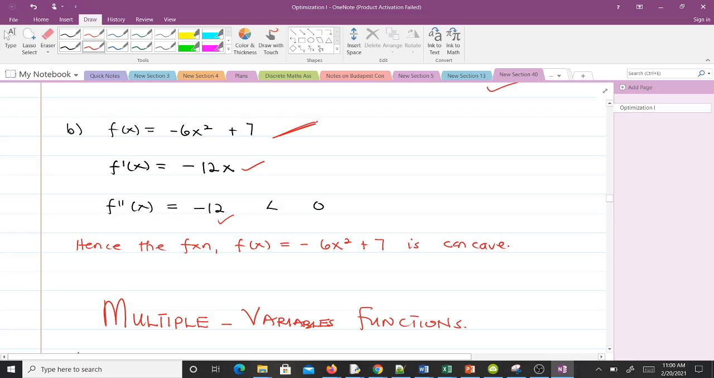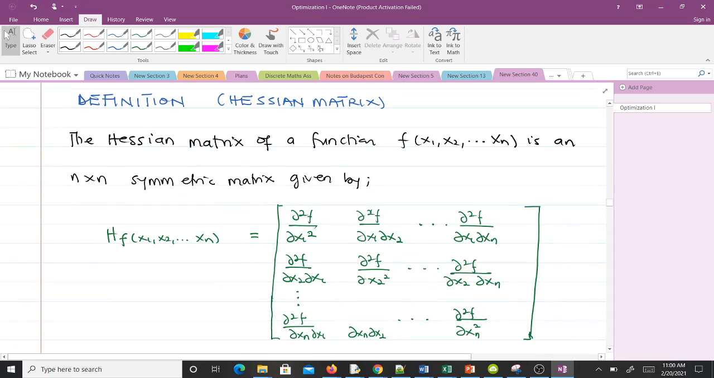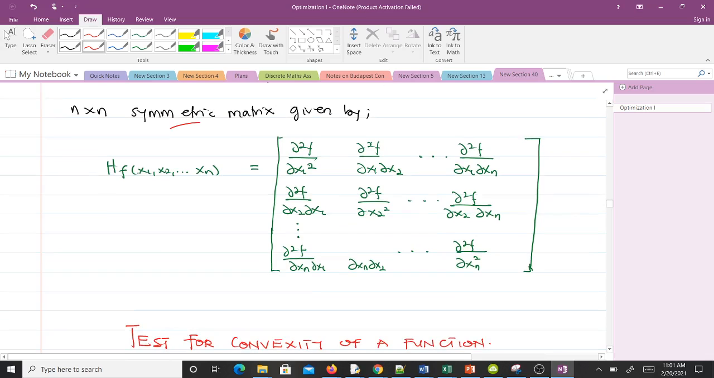So now let's move to when we have multiple variable functions. When you have multiple variable functions like f of x1, x2, x3, up to xn, we use what we call the Hessian matrix. A Hessian matrix is just a matrix of second order partial derivatives. Definition: the Hessian matrix of a function f of x1, x2 to xn is an n by n symmetric matrix given by what you can see here. It's a square matrix, it's also symmetric. The Hessian of f is given by del squared f over del x1 squared, and so on. Take note of this.